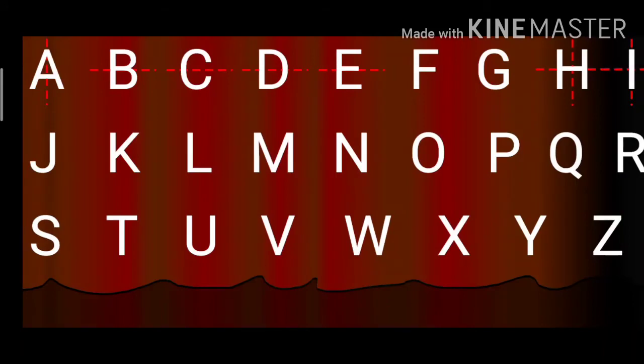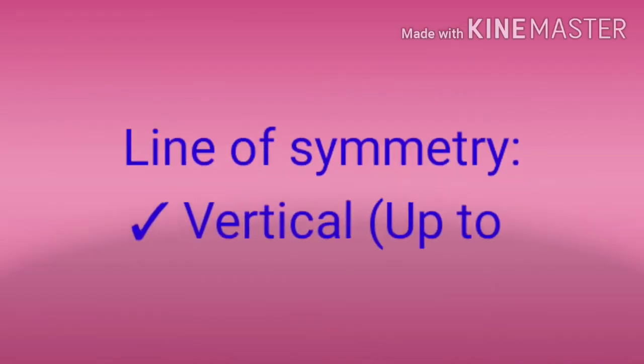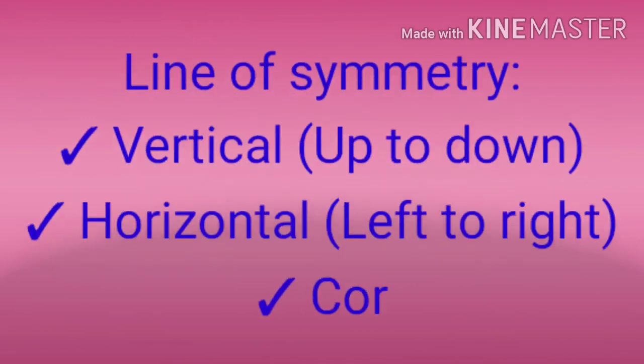So we can easily say that there may be different lines of symmetry in a figure. The line of symmetry may be vertical, means up to down. Horizontal means left to right. And corner to corner is the other line of symmetry. It means the line of symmetry may be vertical, horizontal or corner to corner.